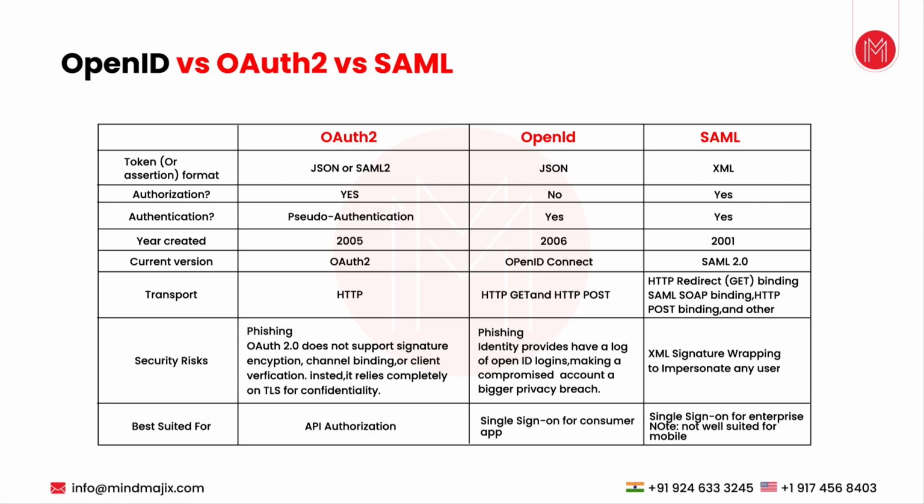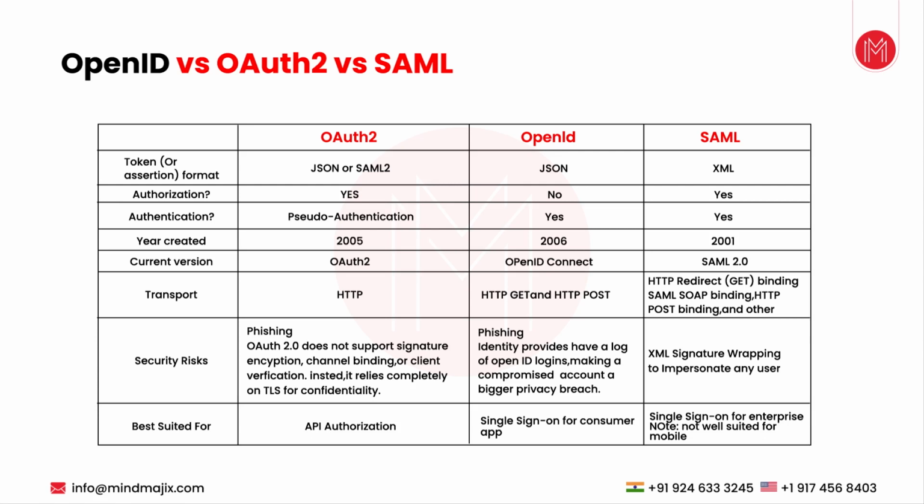With OpenID, there are also phishing attacks. Identity providers keep a log of OpenID logins, making a compromised account a bigger privacy breach. Basically, whenever there are two parties, because now there is an identity provider keeping a log of all the OpenID logins, it's kind of a data or security breach. Then if we talk about SAML, there is XML signature wrapping to impersonate any user. So there could be a signature that lets you impersonate, not as a legitimate user, but to become any user. That's again a security risk.